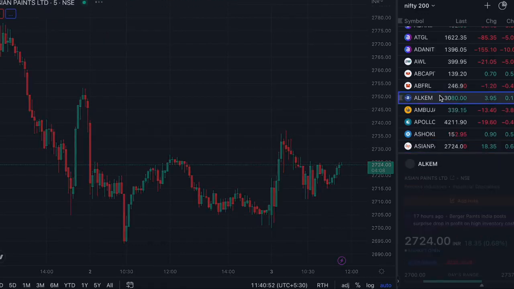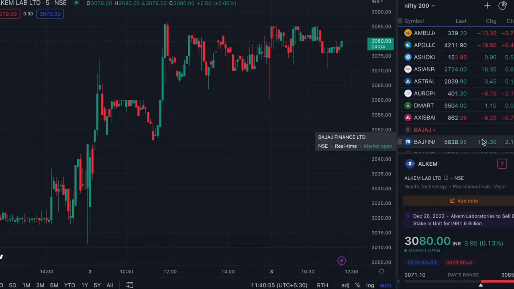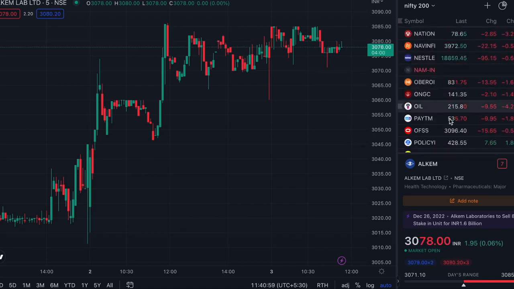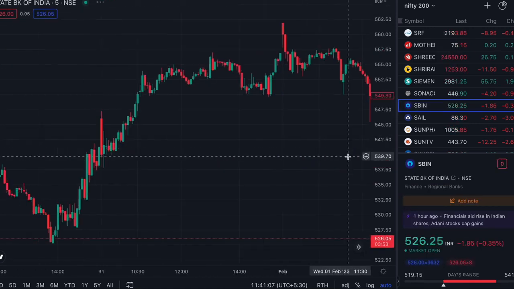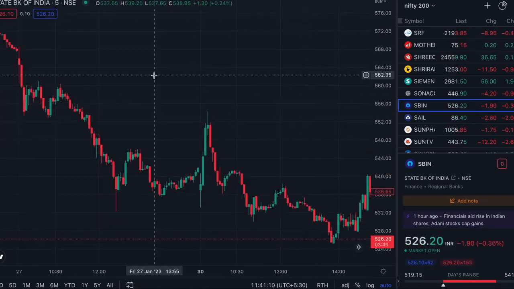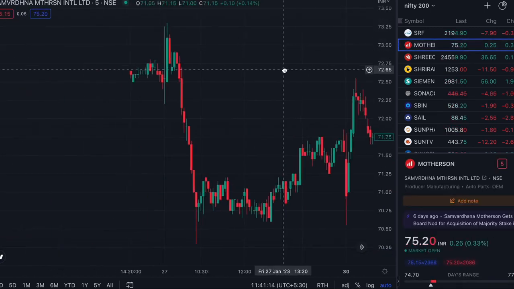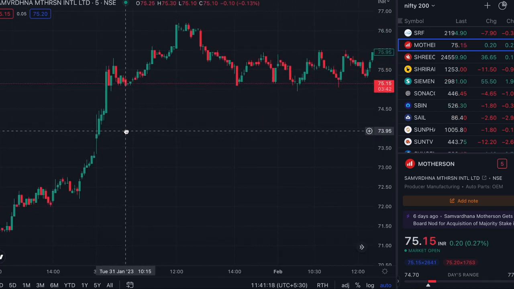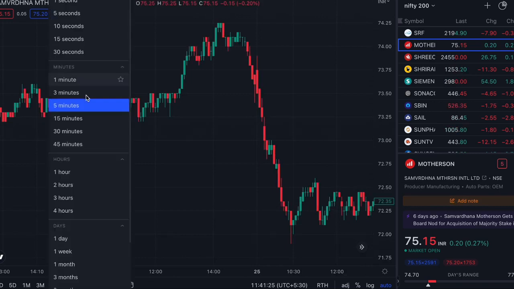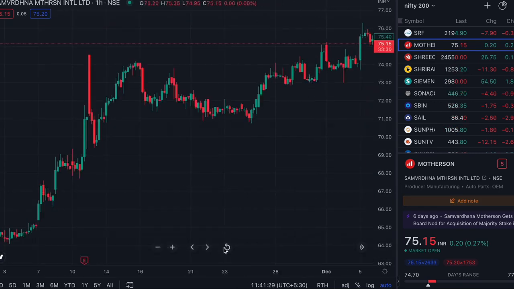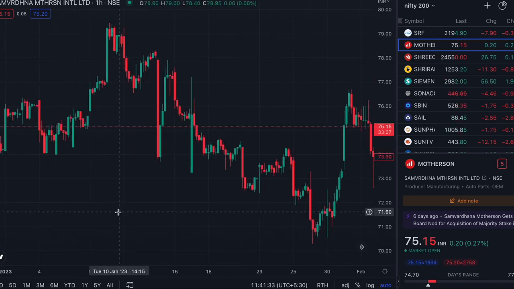I'm going to show you one or two of them. We can pick up any stock. Let's scroll and pick up anything. Let's see SBI. It's a good one to check. Or let's say Motherson Sumi, if you can check. This is 5 minutes. Let's move on to the 1 hour time frame and check. You can check this in any of the time frames, but I prefer you look at 1 hour or daily or 15 minutes time frame, depending on what you want to trade.